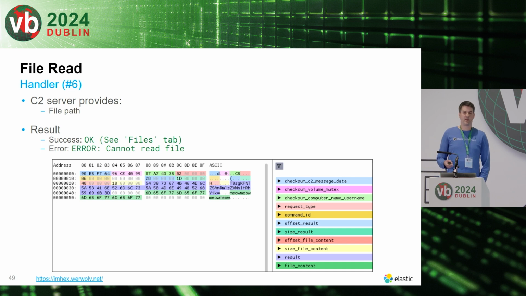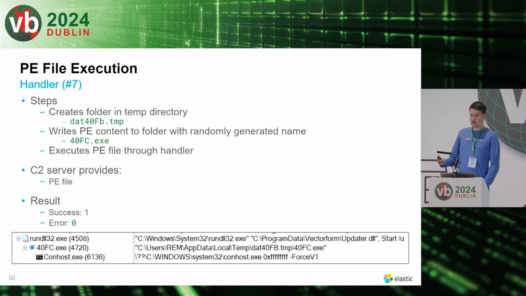So they either have like some GUI component, like a web panel or some GUI where they're working off a tab, and then they can see like, hey, here's the data for this file, and we can read off of that. So the new handlers that they added, like this is one of them, PE file execution.